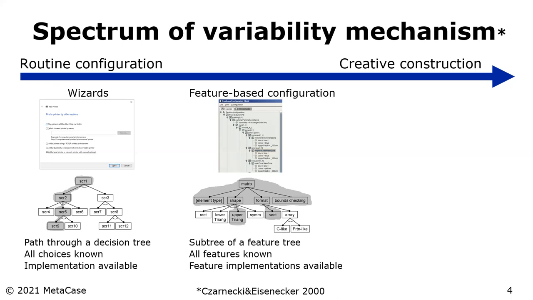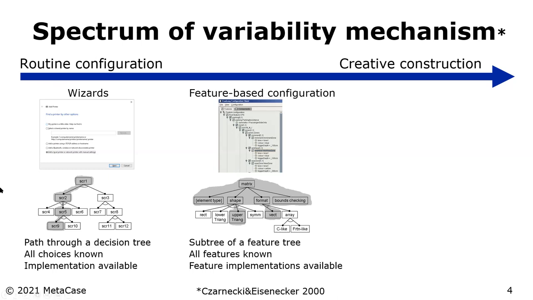But still here, all the features are known and feature implementations are available if we want to automate it. Of course, we can make a feature tree without having any automation done yet. We just plan that this is something to be implemented later on.